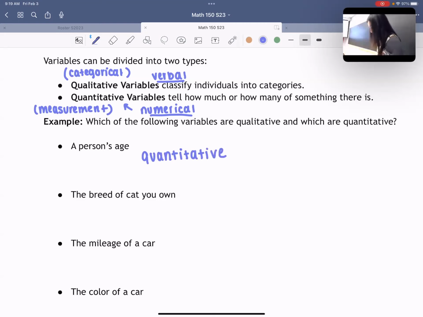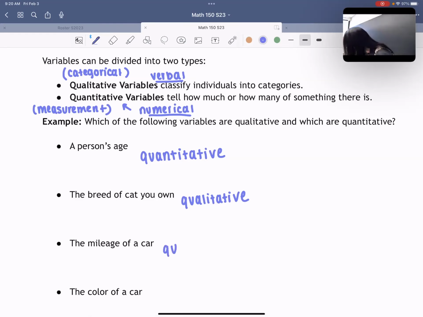All right, next one, I wore my cat dress for this. The breed of cat you own, who thinks this is qualitative? Yes, because you answer with a word, right? You don't say, what type of cat do you have? And someone's like, 4. I have the 4 type of cat. No, we say qualitative. All right, mileage, who thinks qualitative? Quantitative? Quantitative, yeah. And these words get a little bit hard to say after a while.